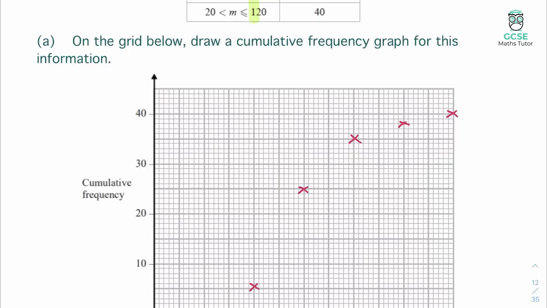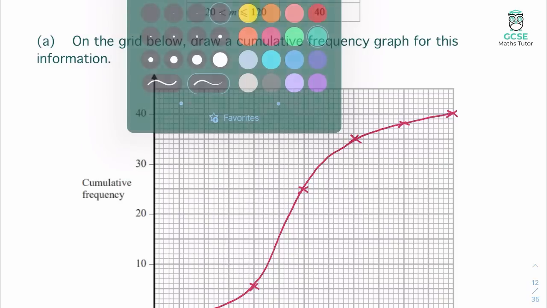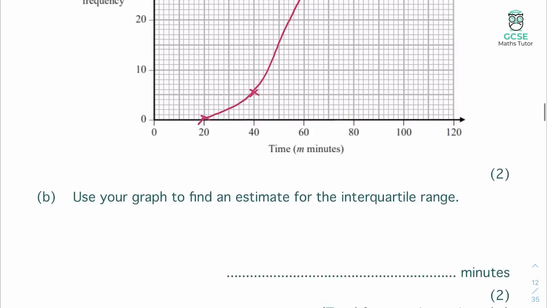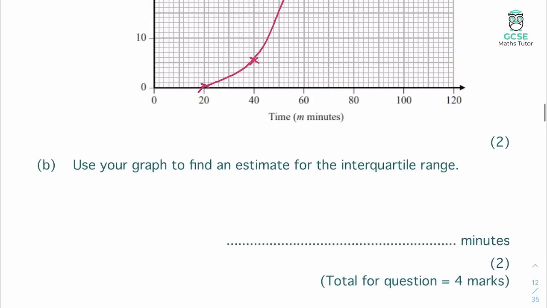I need to join that up freehand with a nice smooth curve. Take your time. Make sure you go through every point. Try and do it perfectly. There we go. So I've gone through every point. Okay, so use your graph to find an estimate for the interquartile range.